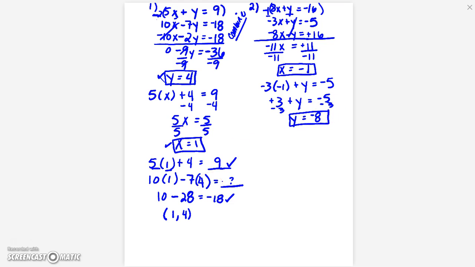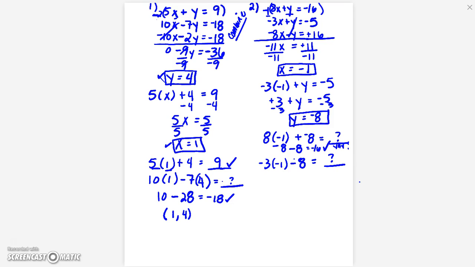Now let's check the original equations. So 8 times negative 1 instead of x plus negative 8, or you could just do minus 8, equals, I don't know yet, I haven't checked. And the second one, negative 3 times negative 1 plus negative 8, or just minus 8, equals, I don't know yet, hopefully it's negative 5, so it checks out. So 8 times negative 1 is negative 8. Minus, because plus a negative, minus another 8 is negative 16. So, yay!